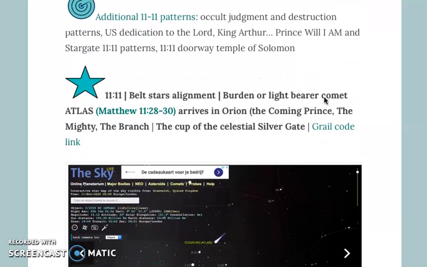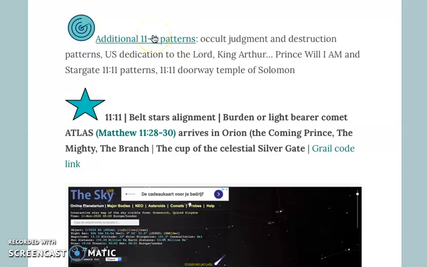And if we go back even further in history, there are even deeper ties between the dedication of the U.S. to the Lord on 11/11. There are ties with King Arthur, ties with Prince William, and there are ties with Stargate 1111 patterns. Many people have seen these consecutive numbers of 1111, and it's also tied to the doorway into the Temple of Solomon. So if in between the outer court and the inner court there were two double pillars, 1111 also is reflective of the doorway to the Temple of Solomon.